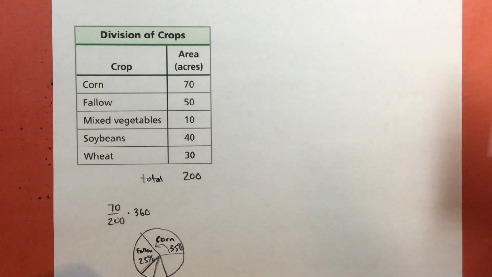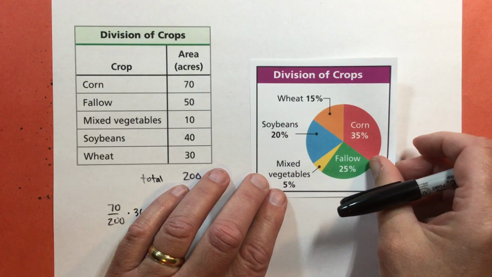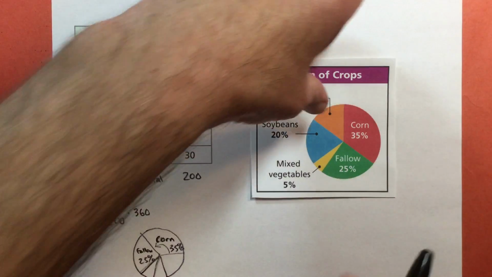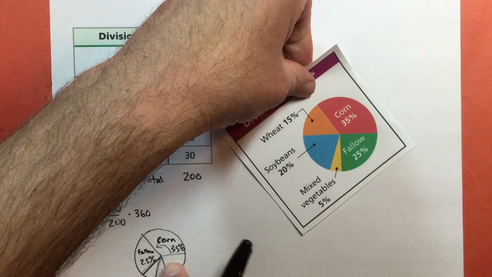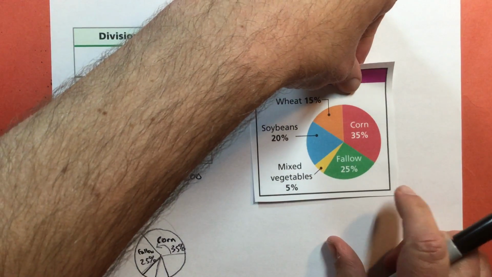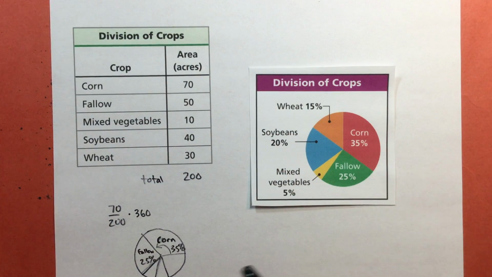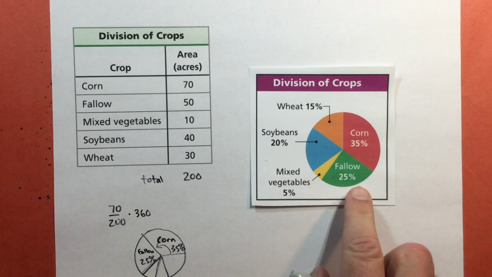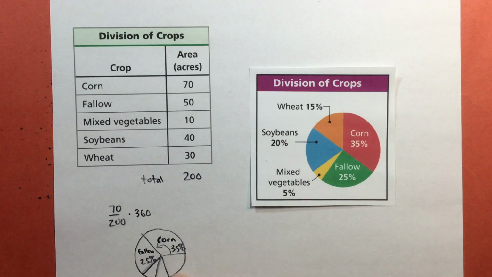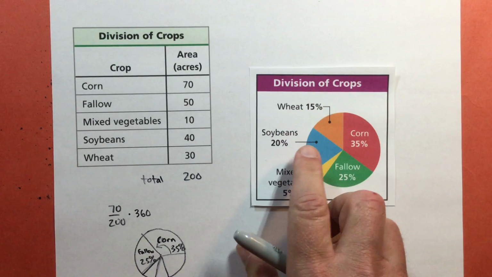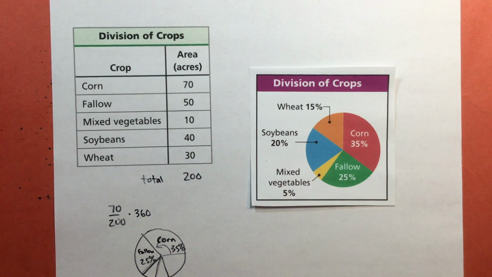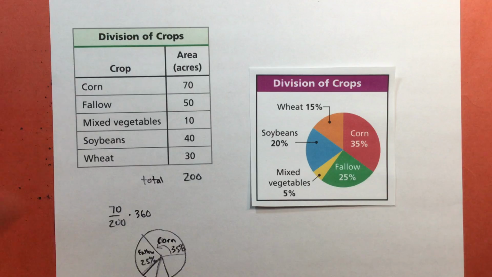So this is the actual picture of what it looks like. And the only thing is if I turn it that way, I start out with kind of a horizontal like that. Absolutely does not matter. You can rotate it wherever you want. But if you look at what I did here, I said corn was 35%. That's what we have here. Fallow was 25%. And if I kept figuring out the other ones, wheat would have been 15%, soybeans 20%, and the mixed vegetables are 5%. And that shows me the portions of the whole that are represented on this farm.